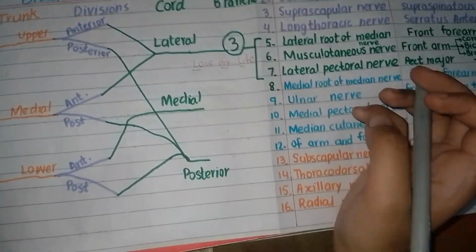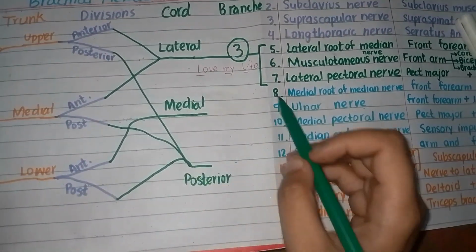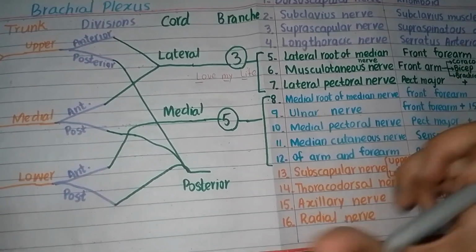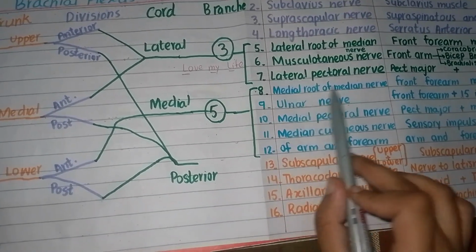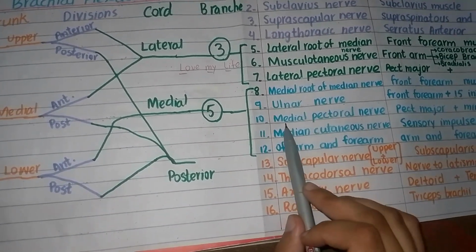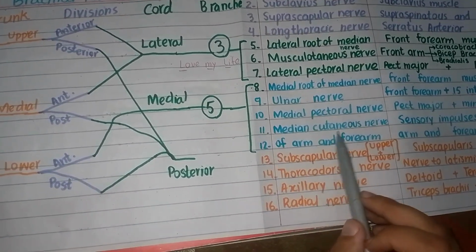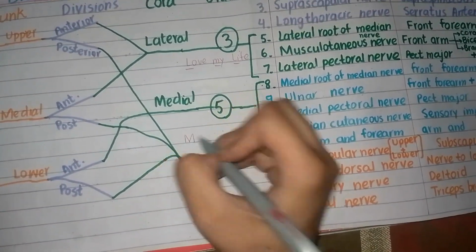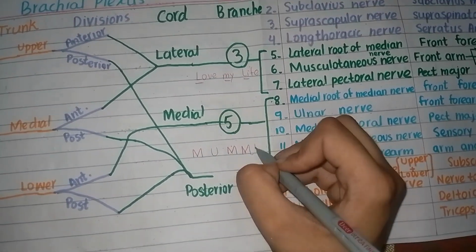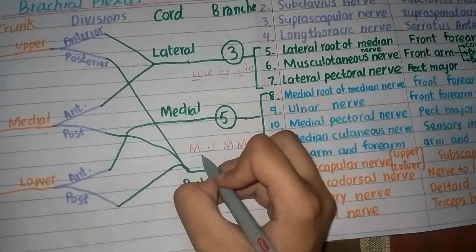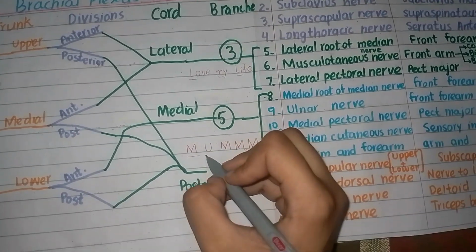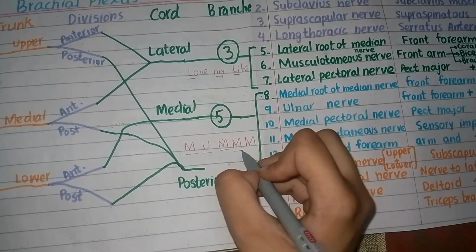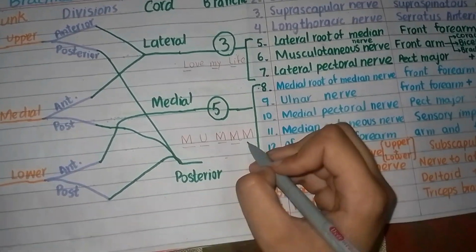And then the medial cord divides into five branches: the medial root of the median nerve, ulnar nerve, medial pectoral nerve, medial cutaneous nerve of the arm and of the forearm. So the mnemonic is MUMMM. M for medial root of median nerve, U for ulnar nerve, M for medial pectoral nerve, M for medial cutaneous nerve of arm, and M for medial cutaneous nerve of forearm.